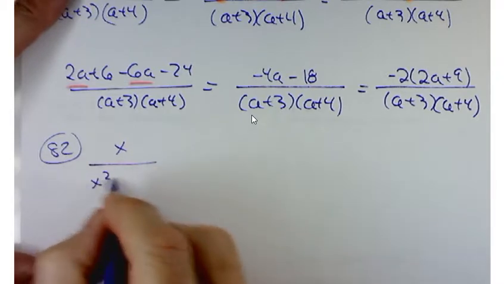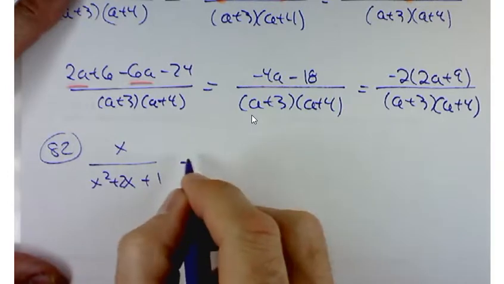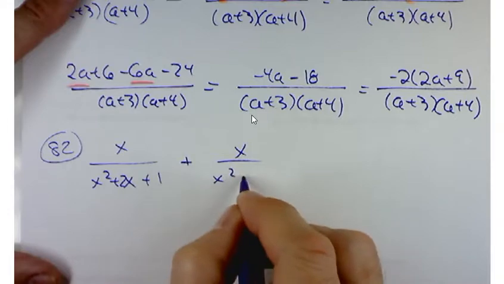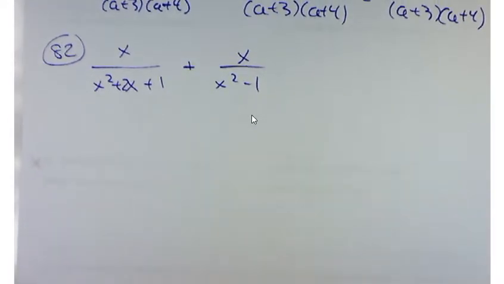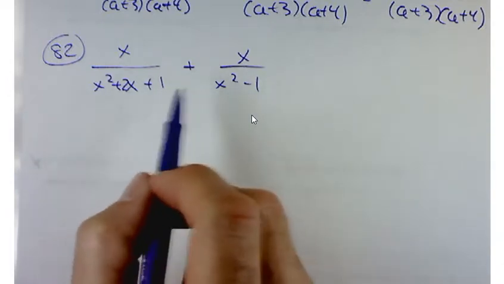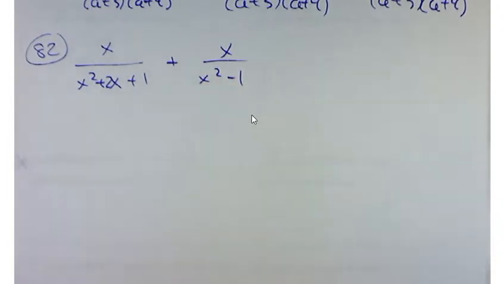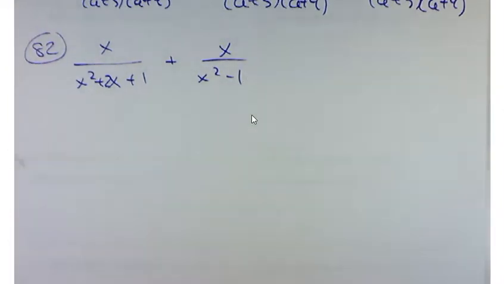x over x squared plus 2x plus 1 plus x over x squared minus 1. Ugh. Now, before you start getting all like, oh my God, this is awful, let's take a look at the denominators and see if we can't factor them before we decide what the LCD is. Because this one's not going to be as bad as it looks initially. But let's see if we can't factor these things.